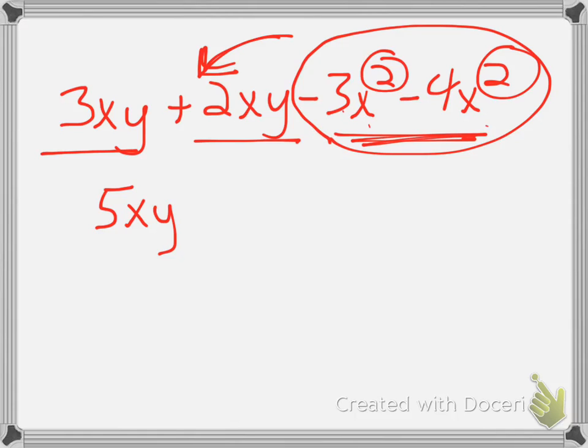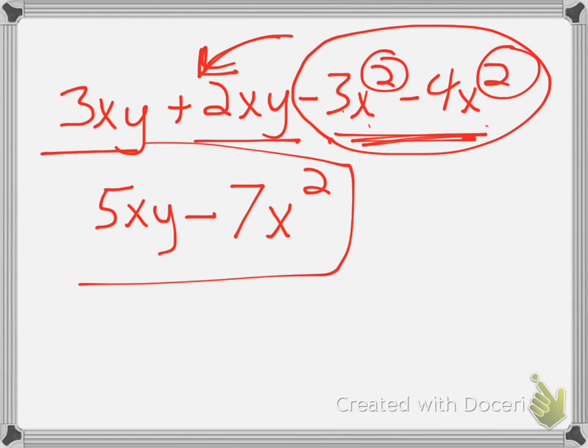So what's negative 3 and negative 4 put together? That is negative 7x squared. And that's it. That's the simplest form. You can't put these two together because they're not like terms. And that's what we're going to review.